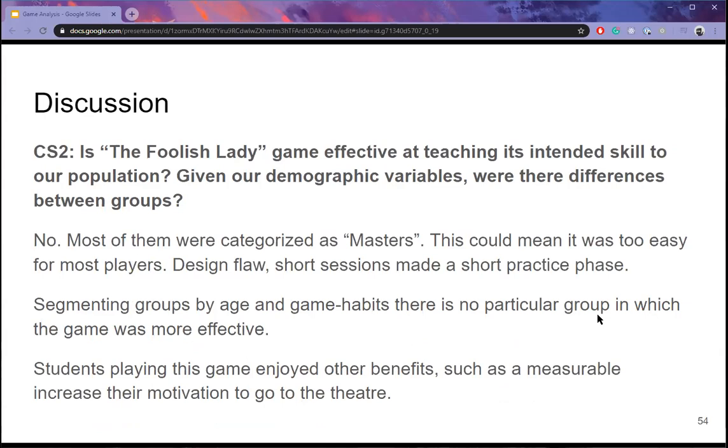The other question they raise is, is the game effective at teaching its intended skill to our population? And the answer is no, because most of them were categorized as masters, and this could mean that it was too easy for most players, or it had a design flaw. They had some short sessions, made by a really short practice phase. So students playing this game enjoyed other benefits. That's a good point, such as a measurable increase in their motivation to the theater. And given our demographic variables, were there differences between groups, segmenting groups by age and game habits? There was no particular group in which the game was more effective. Okay, next.